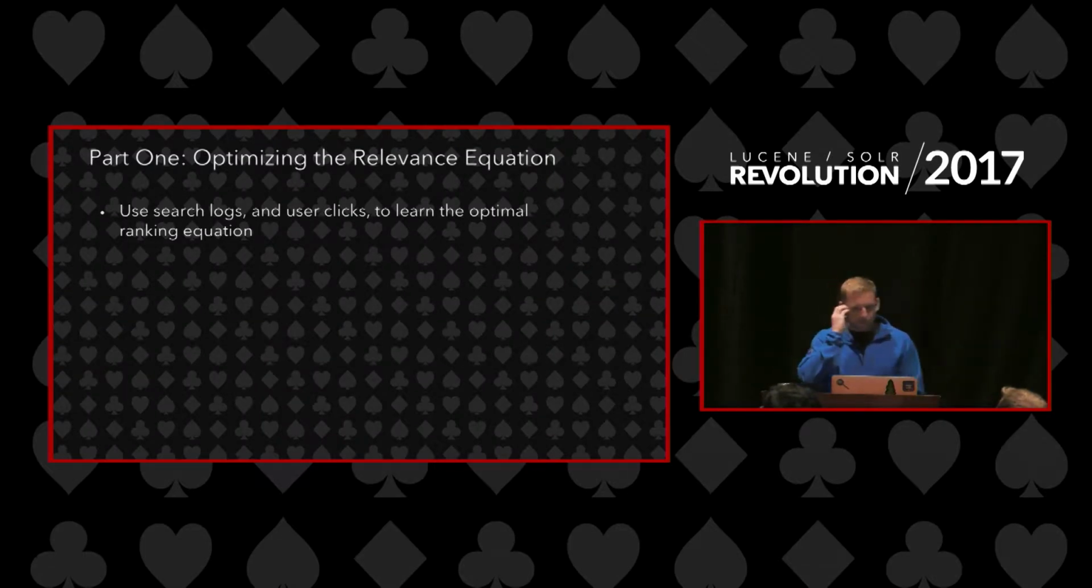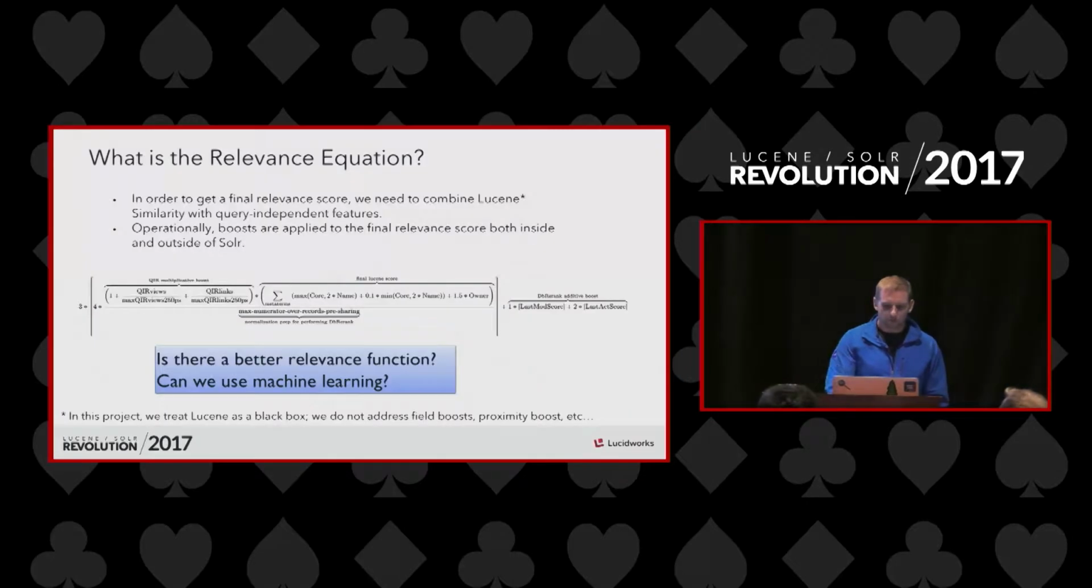Okay, so for this first part, I'm going to talk about how we optimize the relevance equation. So we're going to use what we have, which are search logs and clicks, to try to come up with the best relevance equation that we can. So what do I mean by relevance equation? I guess there's lots of angles that you could look at this.